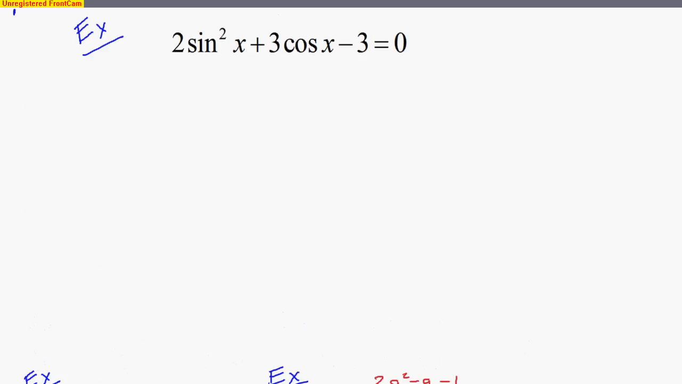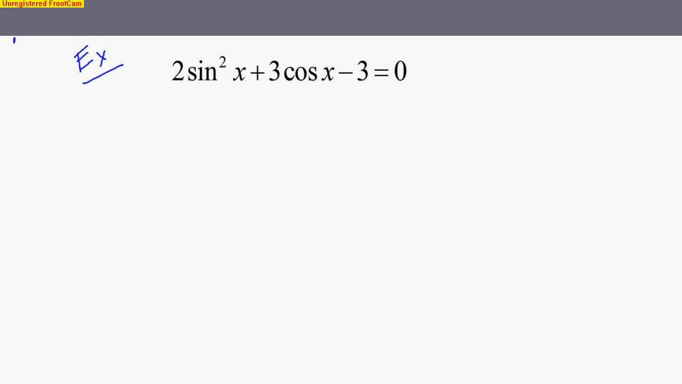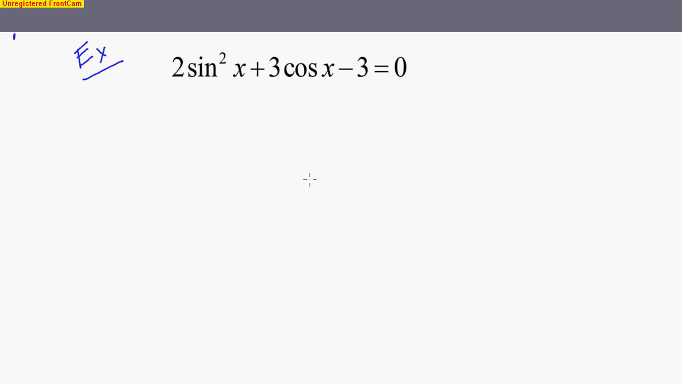All right, the last problem is going to be a little bit more advanced. The last problem involves me having to use my identities. Because the good thing is I want to factor this. I see a 0 here. I definitely want to factor. But the problem is I can't factor it because I got a sine squared and a cosine. Two different trig functions.